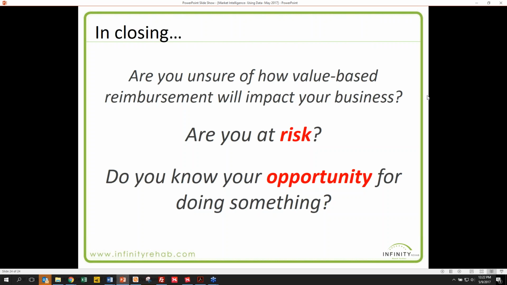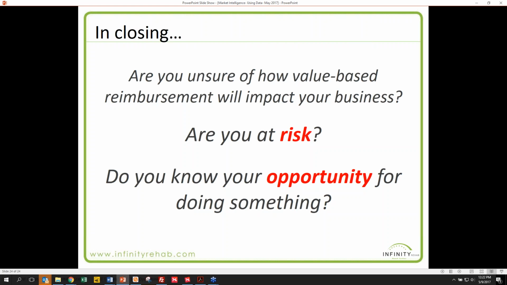So in brief, what we really like to cover is that in value-based reimbursement, there are risks built into it. But those risks, if you know your information, your data, will present opportunities that you may be able to pursue and secure census in your market.